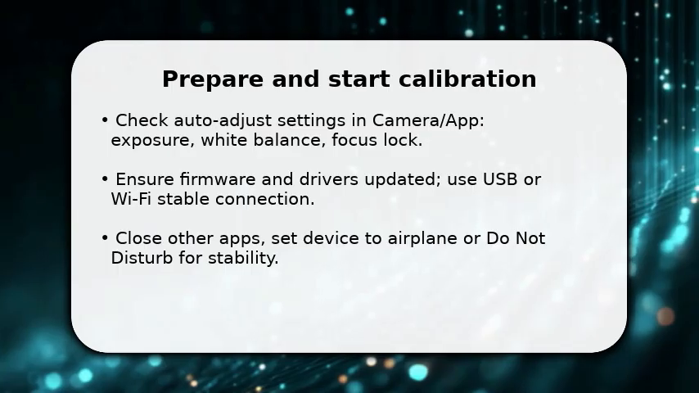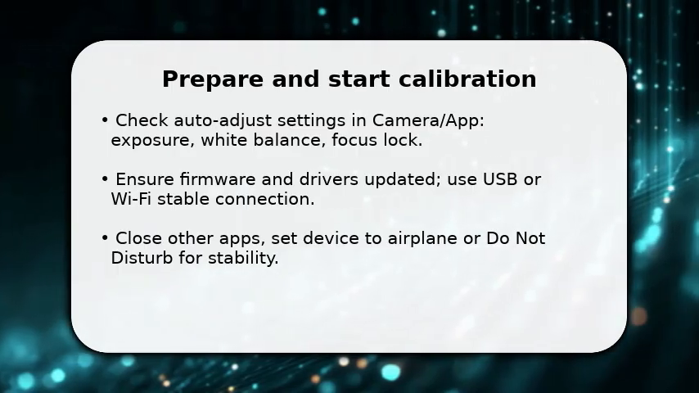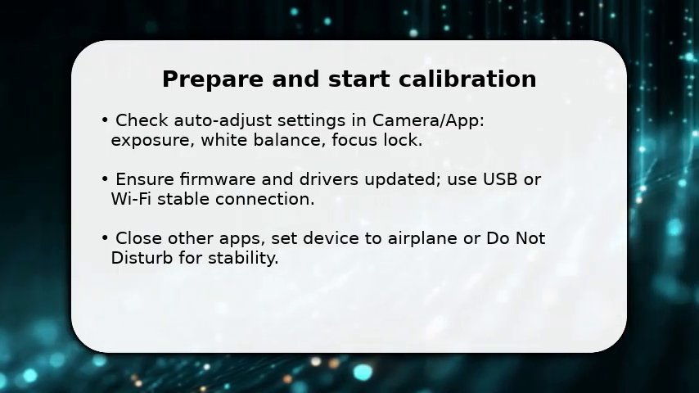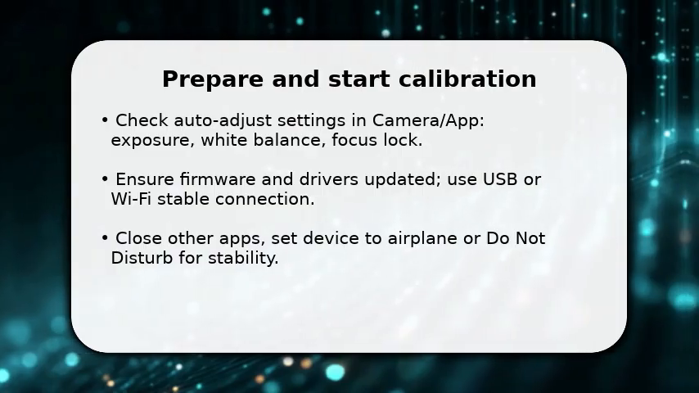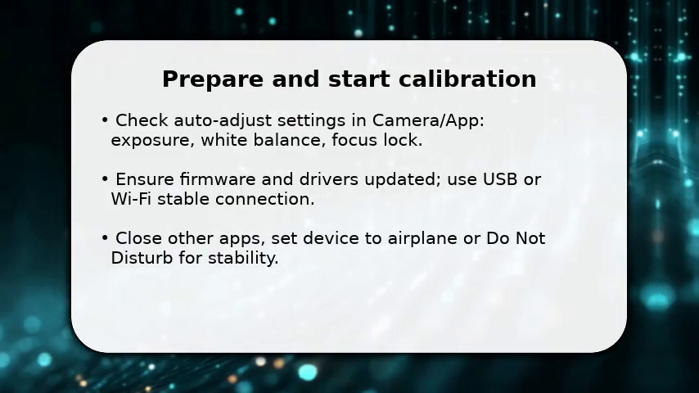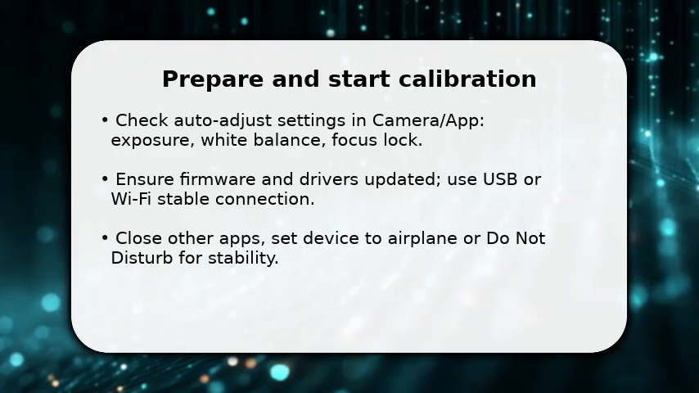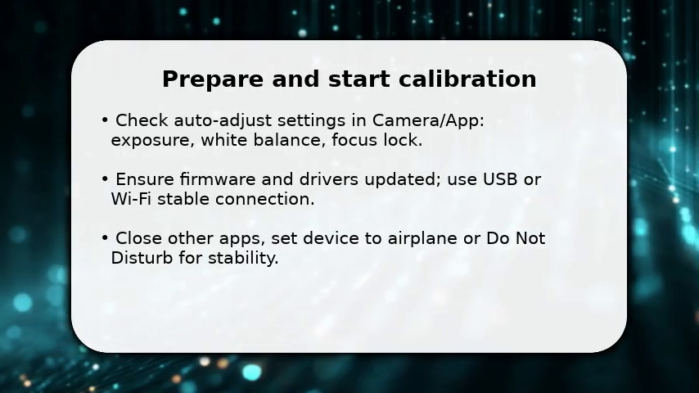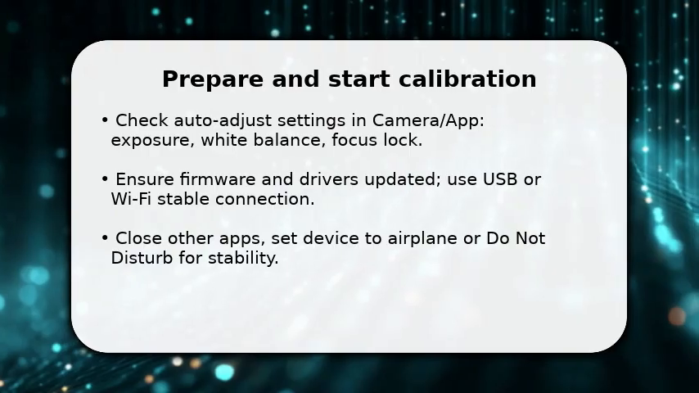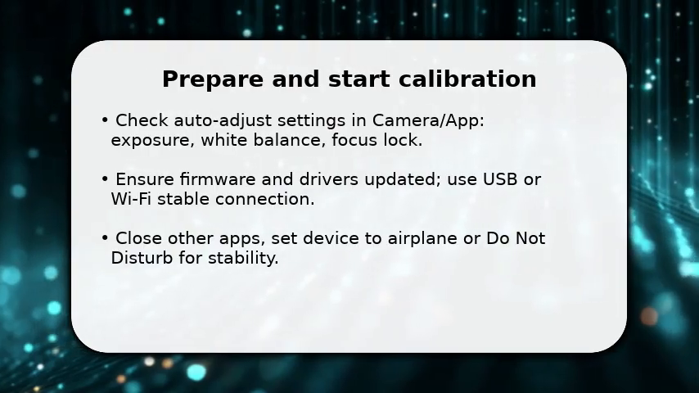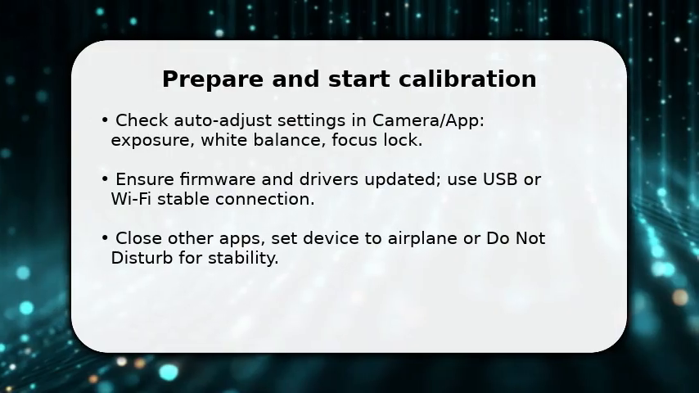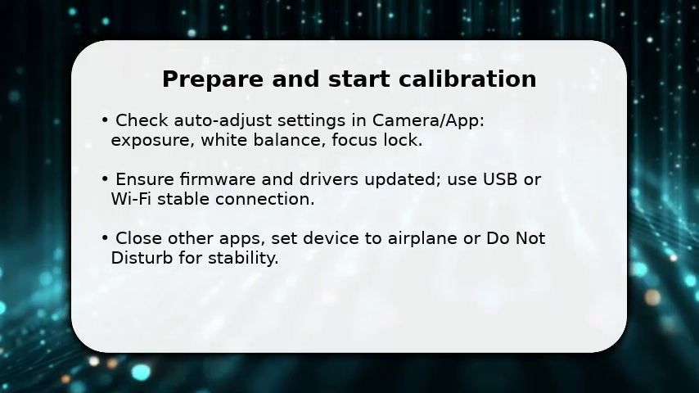You begin by confirming prerequisites and taking the first actionable steps. Open the camera or display app and disable temporary overrides. Make sure firmware and drivers are current because outdated code causes drift. Once done, connect via stable USB or Wi-Fi and close competing apps so automatic routines get consistent data.